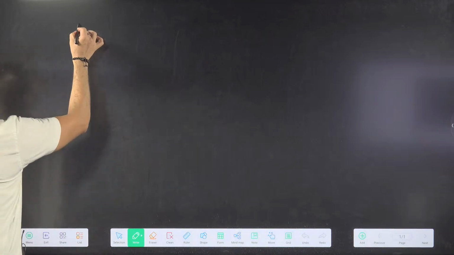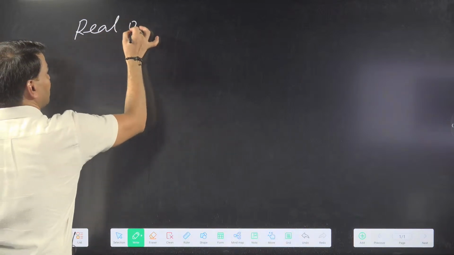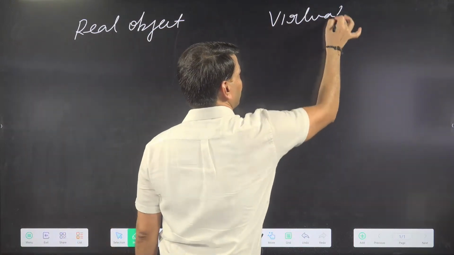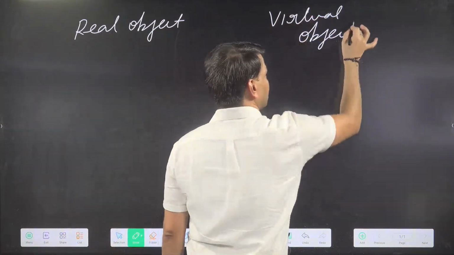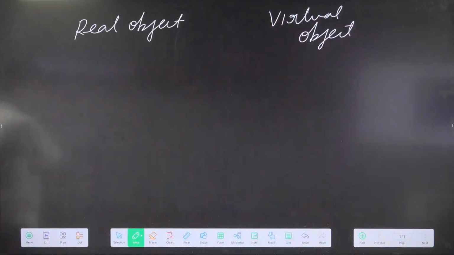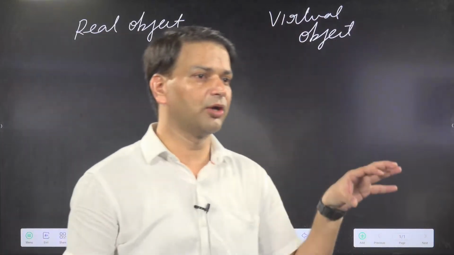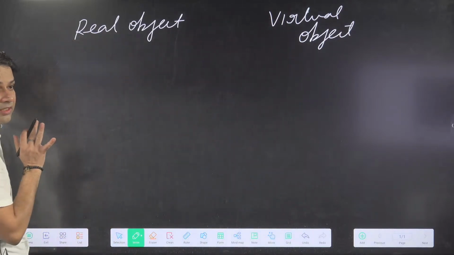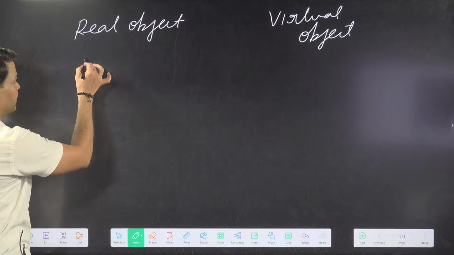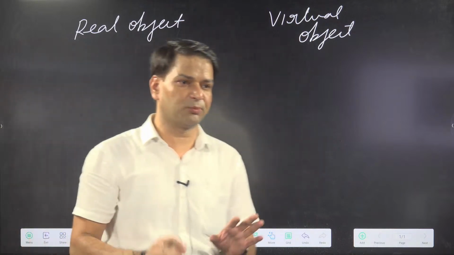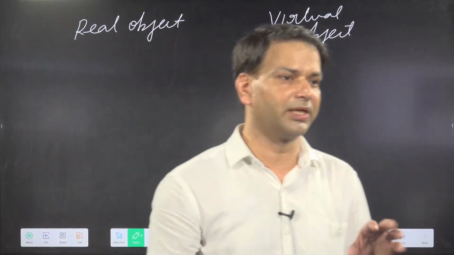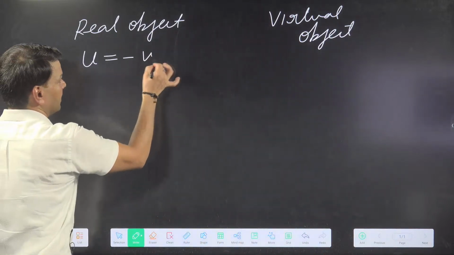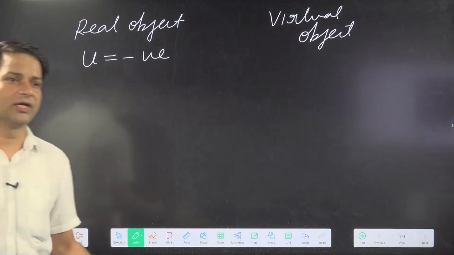So in optics first, we have to know about the real object and virtual object. So real object, we know about that what? Real object, light ray will be always diverging. From the real object, light ray is always diverging. If they are saying any object is placed at this position, it means they are talking about the real object. And for real object, always U, what we will take? U is always negative.